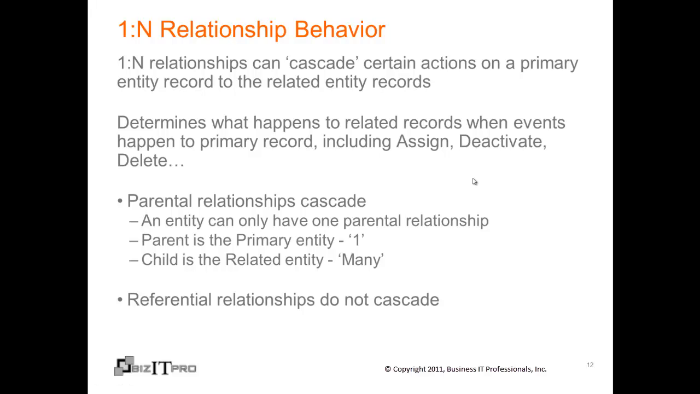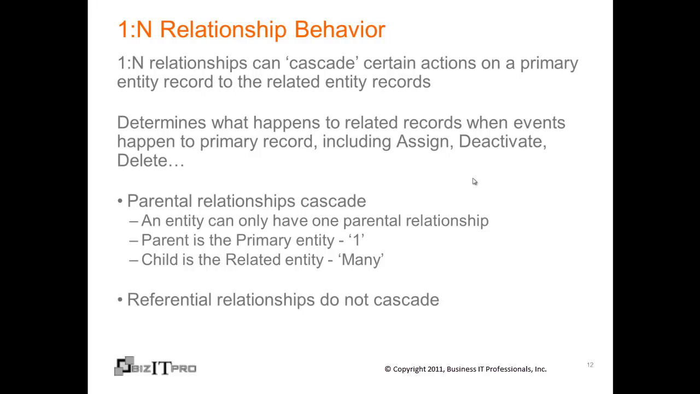One-to-N relationship behavior. One-to-many relationships can cascade certain actions on a primary entity record to the related entity records. This determines what happens to related records when events happen to the primary record, including an assignment of the primary record, or deactivate or delete. Parental relationships can cascade, and an entity can have only one parental relationship.